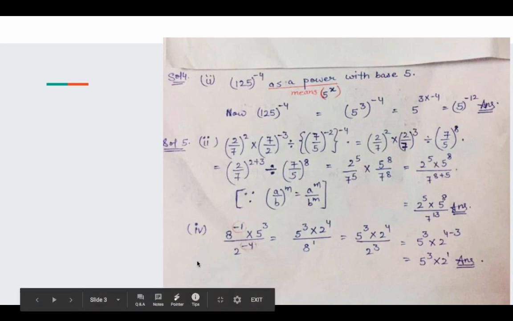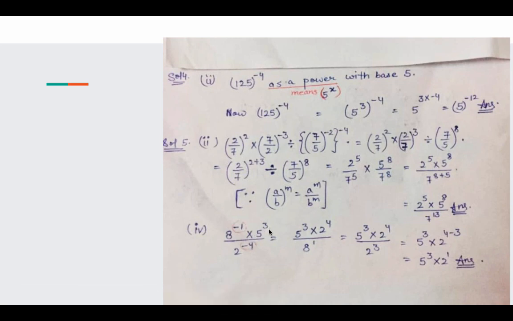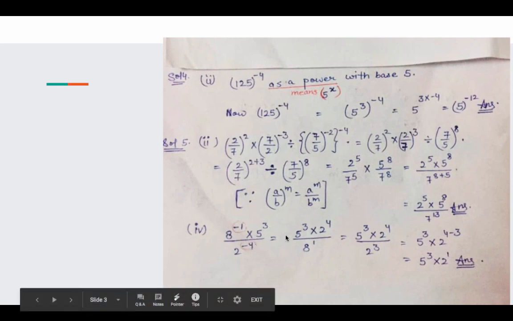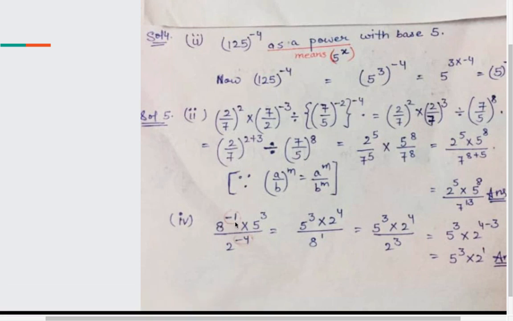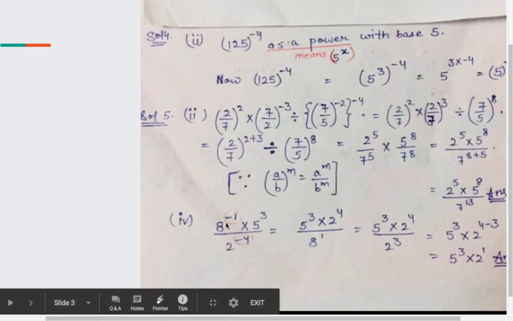See what it is. The fourth part is, if 8 raised to power minus 1 is multiplied by 5 raised to power 3 upon 2 raised to power minus 4, what do you get? Now see, both these are circled red. Can you all see? Both these are circled red. That means these two are negative powers. To make them positive, the numerator will go to the denominator and the denominator will go to the numerator.